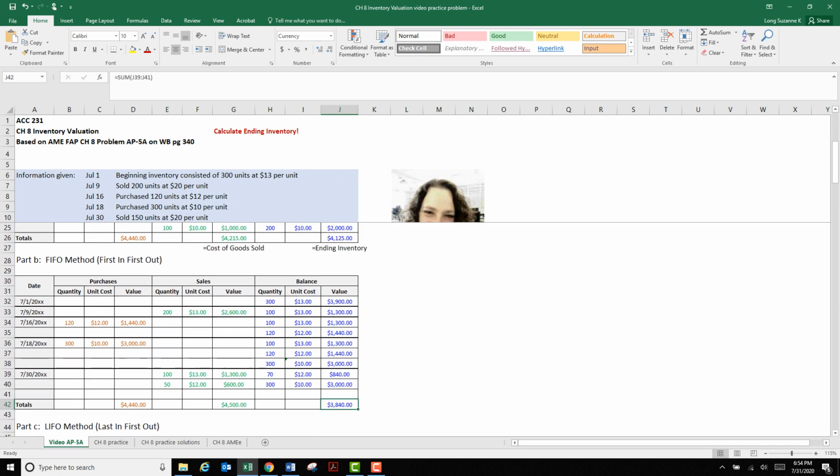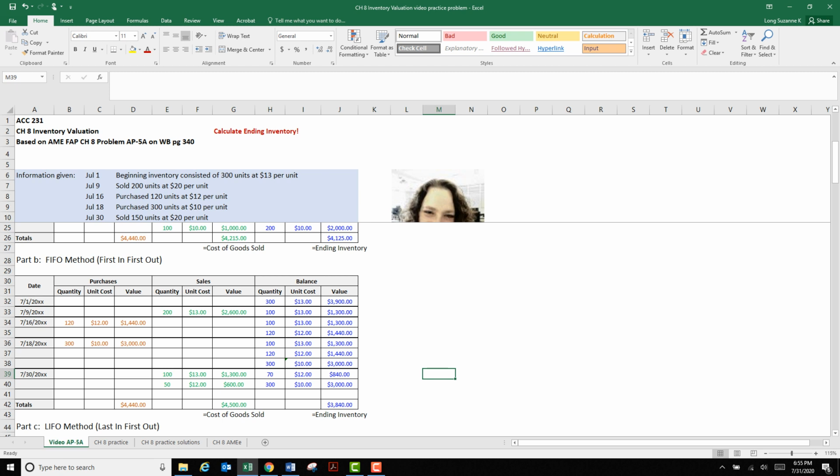And I'm going to compare that. Remember this guy right here, the 4,045, that's cost of goods sold. And the 3,840, that's ending inventory. So even just between these two methods, we see a little bit of a difference. Cost of goods sold is more with FIFO, and ending inventory is less with FIFO.